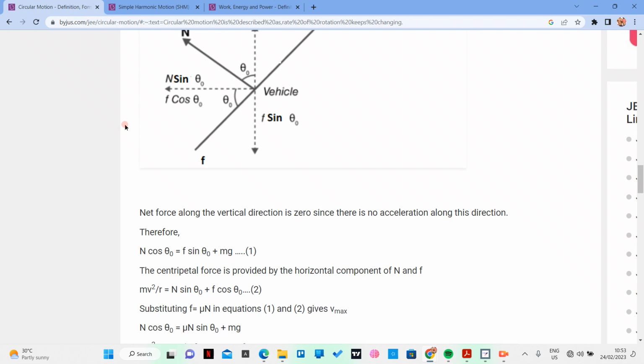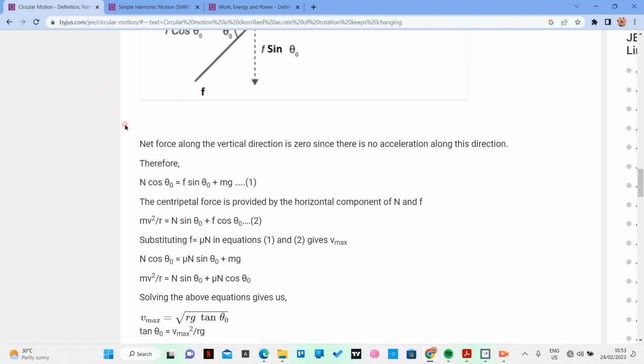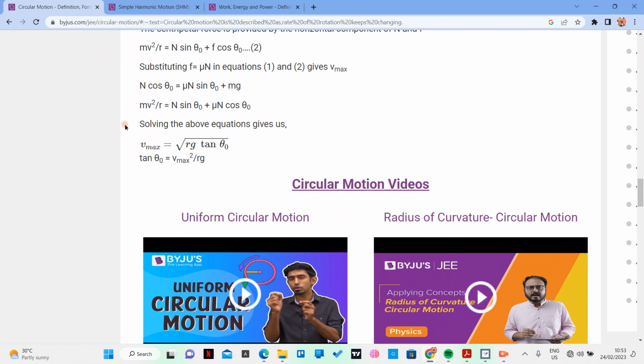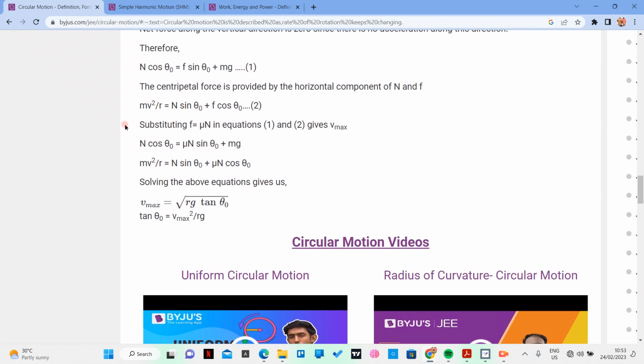So mv squared over r, which is your formula for calculating centripetal force, will be equal to the horizontal component of N and F, which is N sin theta plus F cos theta. Now you can substitute F, the frictional force, with mu N, because that's the formula for calculating your frictional force. So you are going to have this new set of formulas: N cos theta equals mu N sin theta plus mg, and mv squared over r equals N sin theta plus mu N cos theta.